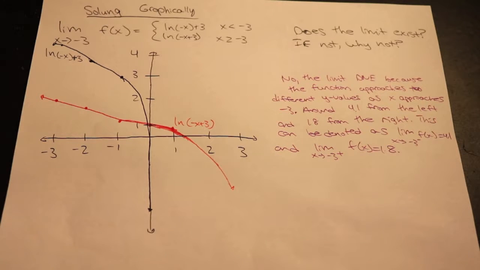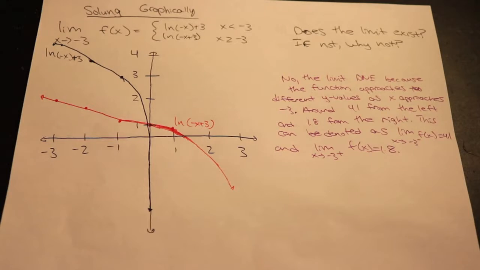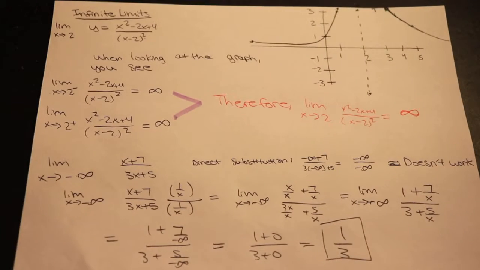So this can be denoted as the limit as x approaches -3 from the left, that little negative sign, of f of x equals 4.1, and the limit as x approaches -3 from the right, that little positive sign, of f of x equals 1.8. Now let's take a look at infinite limits.